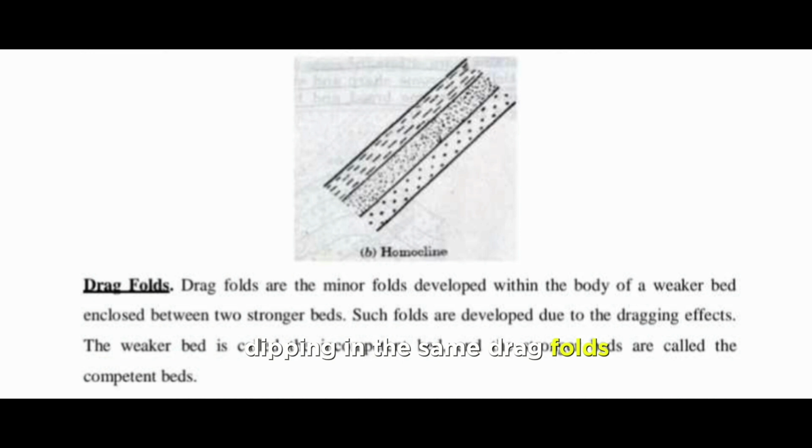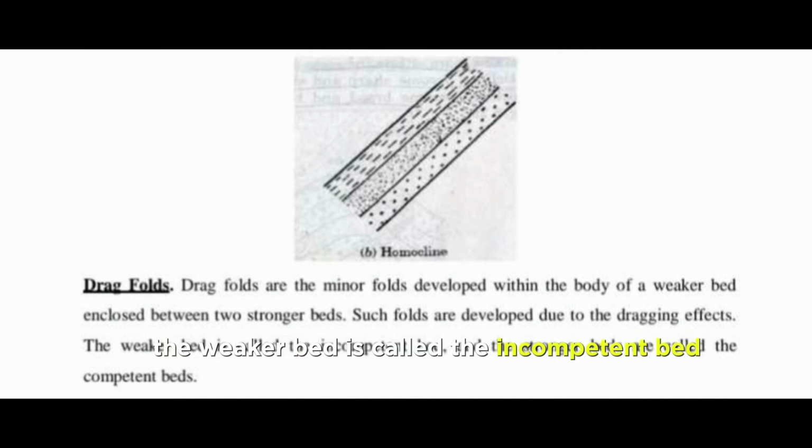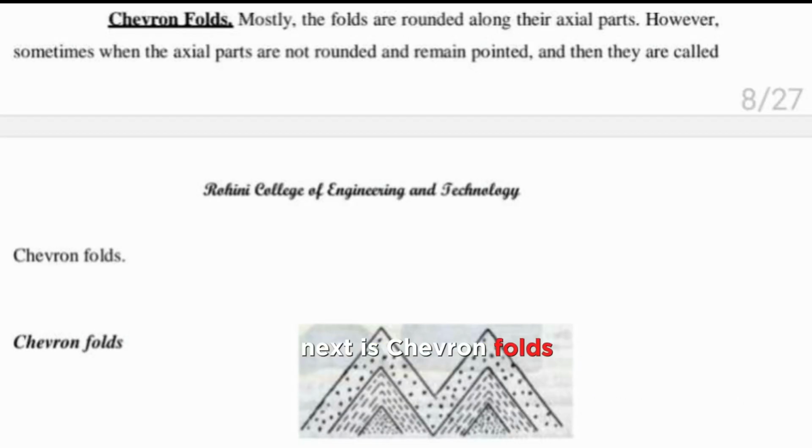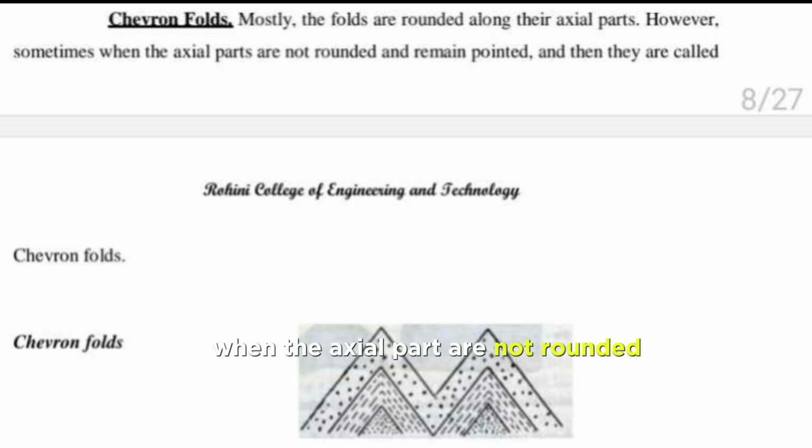Drag folds. Drag folds are the minor folds developed within the body of a weaker bed, enclosed between two stronger beds. Such folds are developed due to the dragging effects. The weaker bed is called the incompetent bed, and the stronger beds are called the competent beds. Next is chevron folds. Mostly, the folds are rounded along their axial parts. However, sometimes the axial parts are not rounded and remain pointed, and then they are called chevron folds.